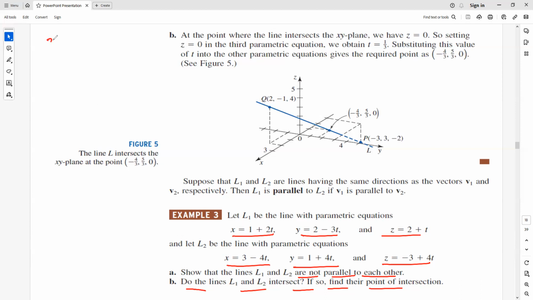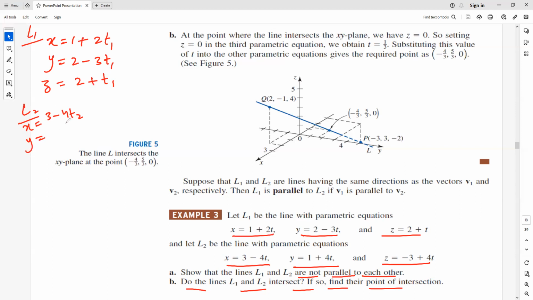Now we are given x equals 1 plus 2t1 for the first line, L1, y equals 2 minus 3t1, and z equals 2 plus t1. For L2, we have x equals 3 minus 4t2, representing it with t2 because this is a different line, and y equals 1 plus 4t2, and z equals -3 plus 4t2.